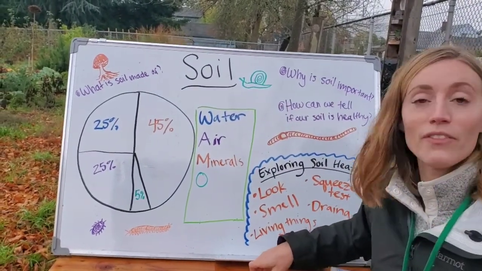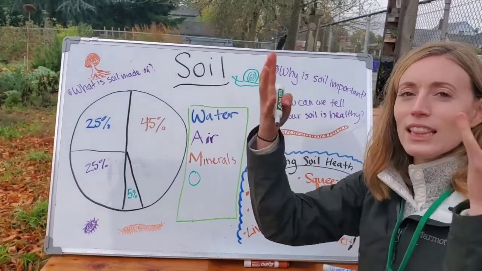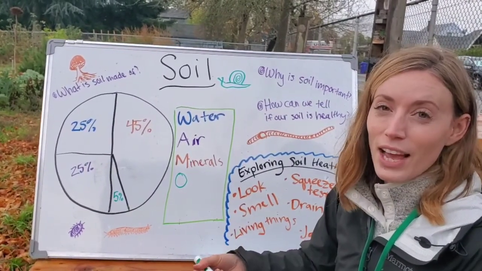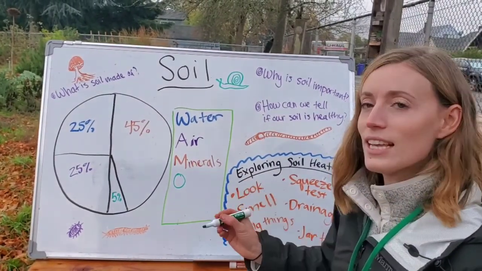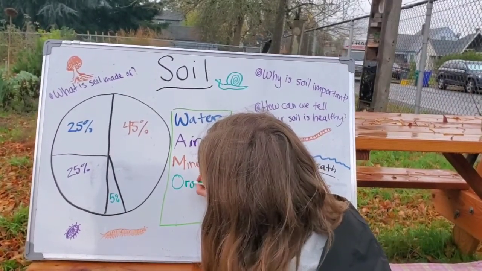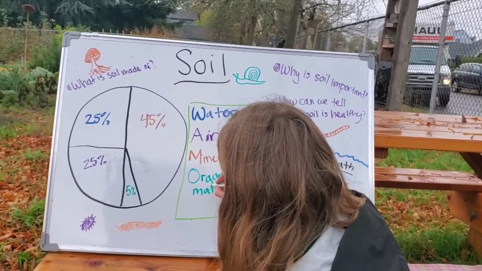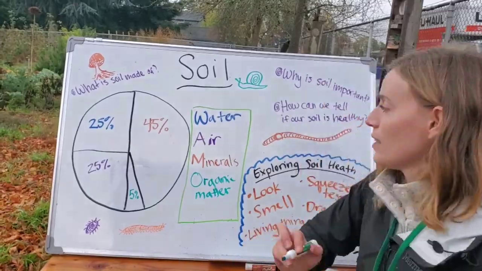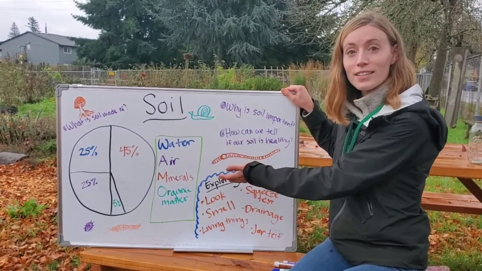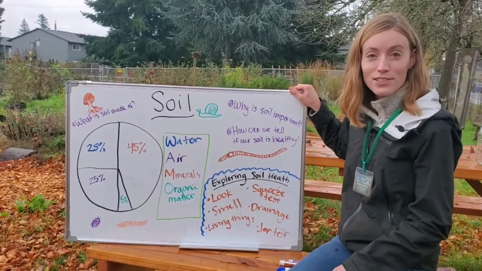And last but definitely not least is a word that means all of the living things, everything alive or that was just recently alive in the soil, and that is organic matter. Now that we know what soil is made of, we can fill out our pie chart to see how much of each of these components is normally found in the soil.